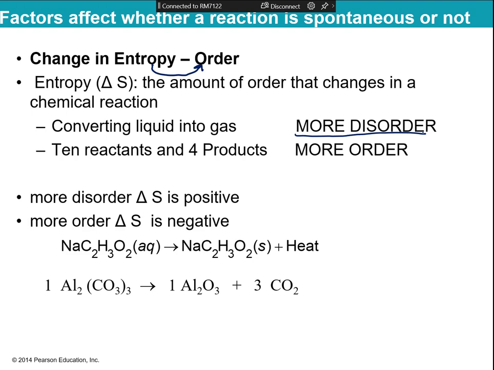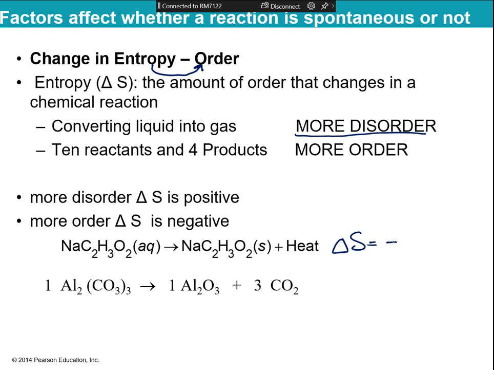So in looking at the first one, if I'm going from something that's aqueous, NaC2H3O2, sodium acetate, having that in its aqueous form, what are those molecules doing if they're aqueous? That means they're in what? Water. So these molecules are floating, versus changing it to a solid. If it's a solid, how is that arrangement changed? Is it more ordered or less? More ordered, right? Because now all these little molecules are going to line up in a row. They're all going to get really close together. Solids are more ordered than liquids. So you would say that for this first one, there's more order. So our delta S is going to be a negative number.